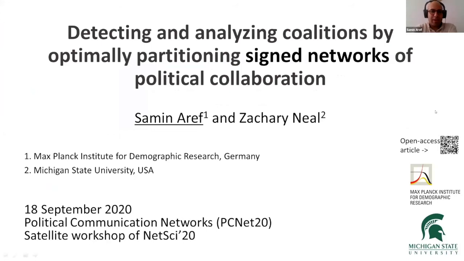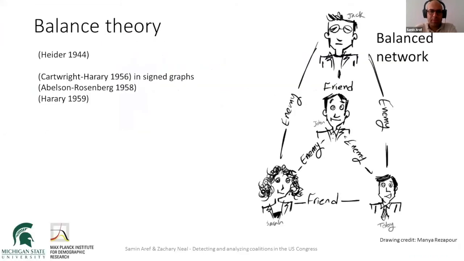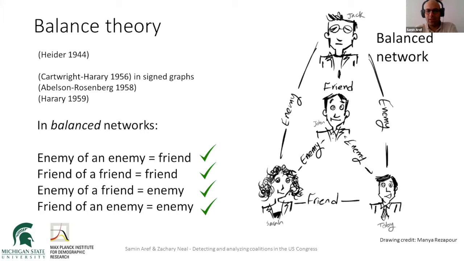All right, so my name is Samin Aref. I'm from Max Planck Institute for Demographic Research, and I'm going to present a joint work with Zachary Neal. So this work is about signed networks and balance theory. As many of you know, signed networks are those that have positive and negative edges, and according to balance theory, which is a theory that goes to the 40s and 50s, a signed graph is balanced if its set of vertices has certain properties, or if these four conditions are satisfied in the network.